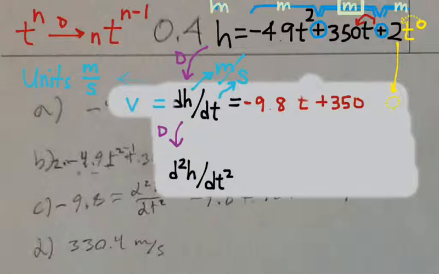And so what then happens if we take the derivative one more time? The derivative of the derivative gives us what we call the second derivative in calculus. What's the derivative of negative 9.8t going to look like? Will it be negative 9.8t to the power 1 minus 1? And so it's t to the 0, which is negative 9.8. And what happens to the 350? Gone. It's a constant, so it's done. So there's our second derivative.